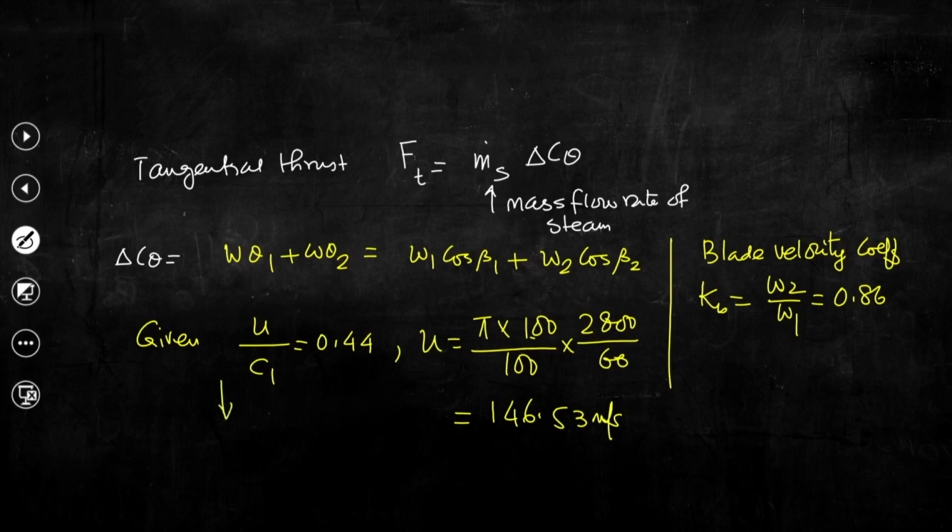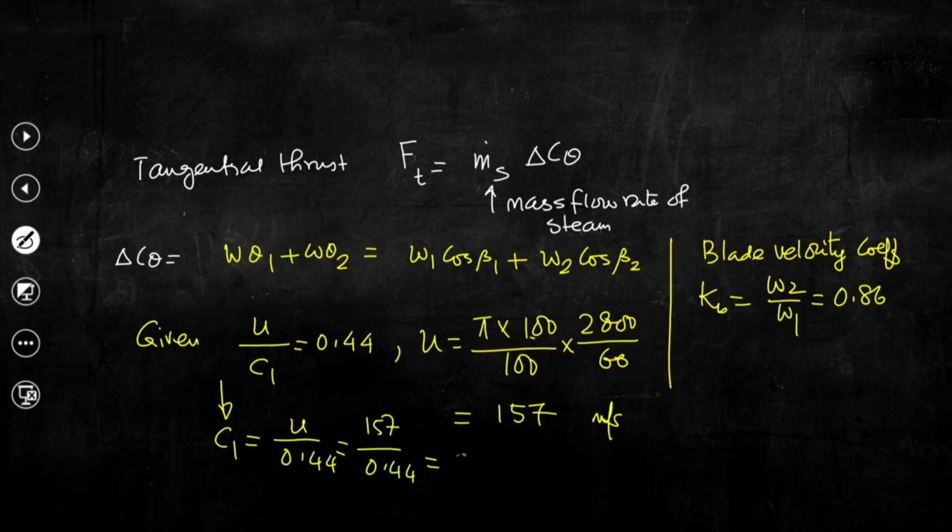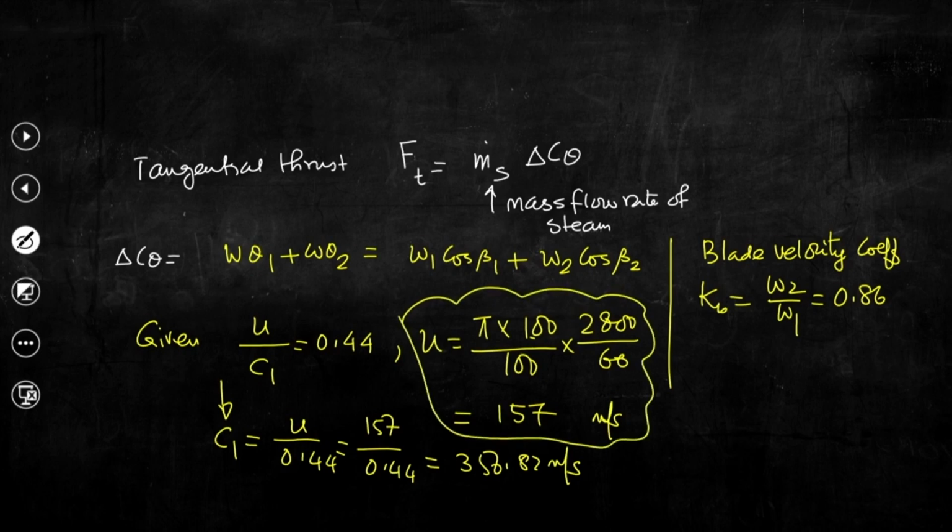So, from these relations we will be getting C1 equal to u divided by 0.44. There is a little mistake, so this should be 157 meter per second. So, it should be 157 divided by 0.44, which would be equal to 356.82 meter per second. So, this is u, and this is C1. So, we could calculate the absolute velocity of steam at the exit of the nozzle, that is at the inlet of the blade, and also the blade velocity.